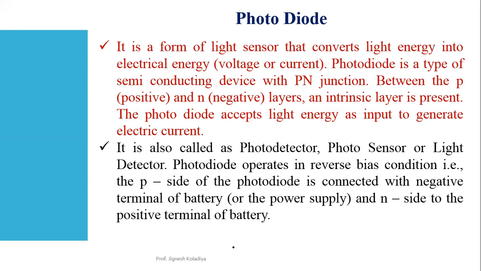Next we have photodiode. It is a form of light sensor that converts light energy into electrical energy like voltage or current.